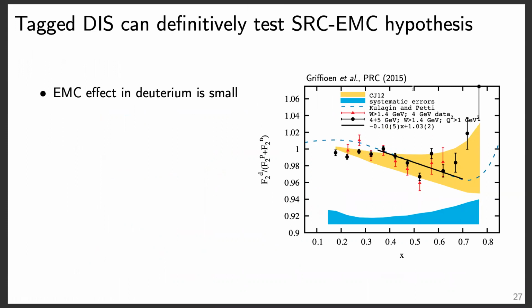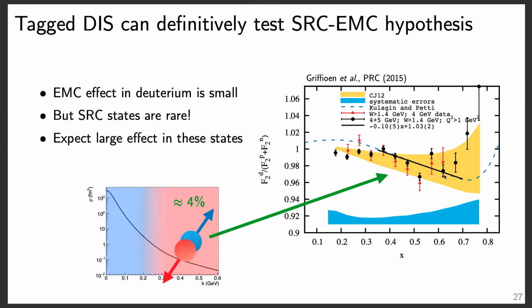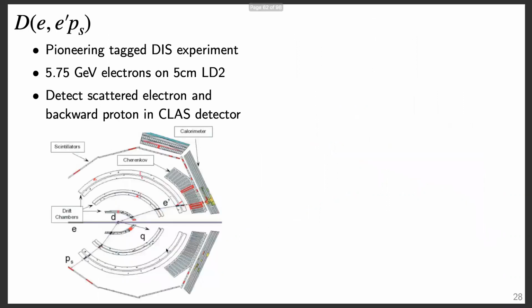The EMC effect in deuterium is very small. Like here, you can see it's something like a 5% effect at largest. But SRC states are rare. And so as Ellie said yesterday, if you have a 5% effect that's essentially being caused by 4% of your nucleons, then you expect to see a very, very large effect in those nucleons. And that's what these experiments are essentially trying to get at.